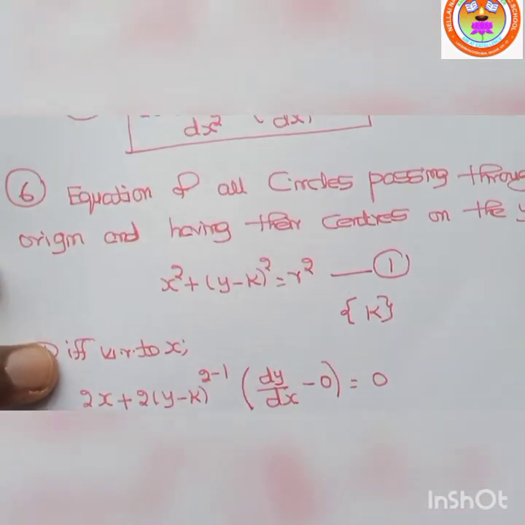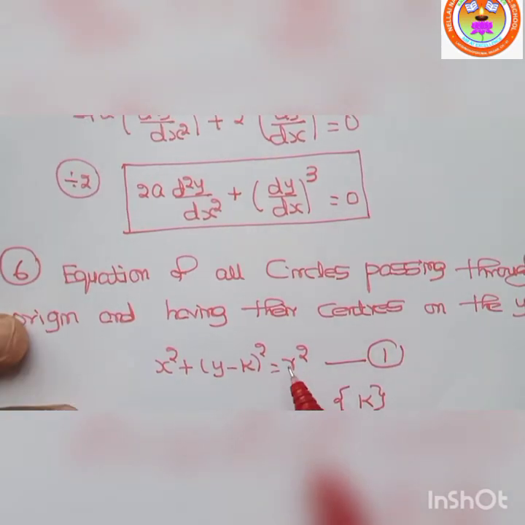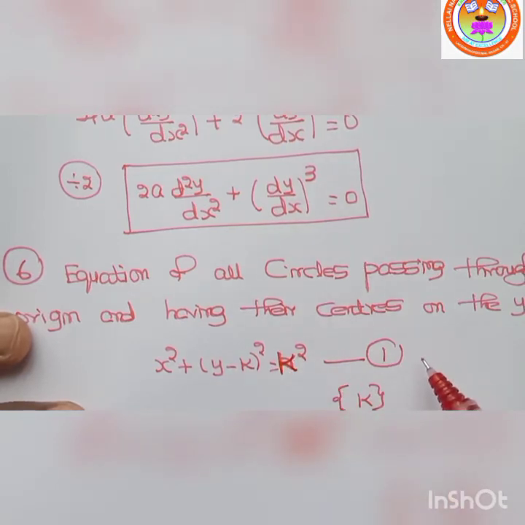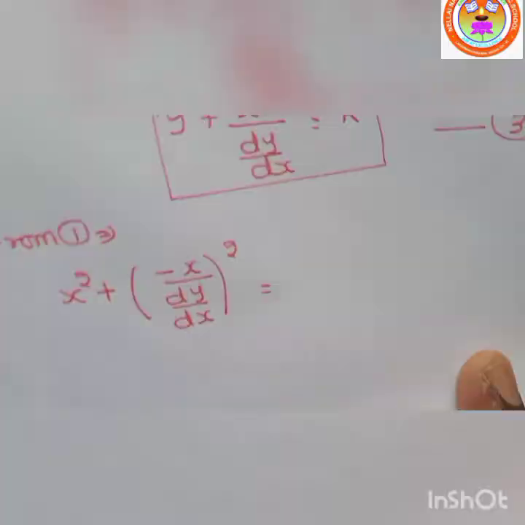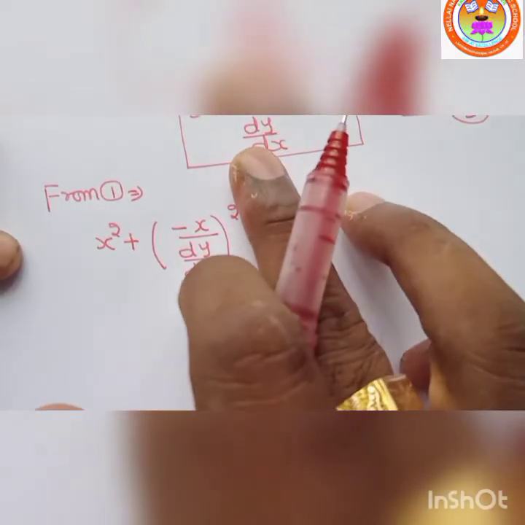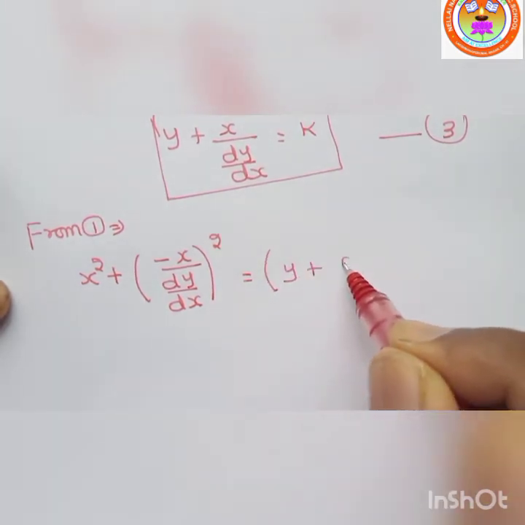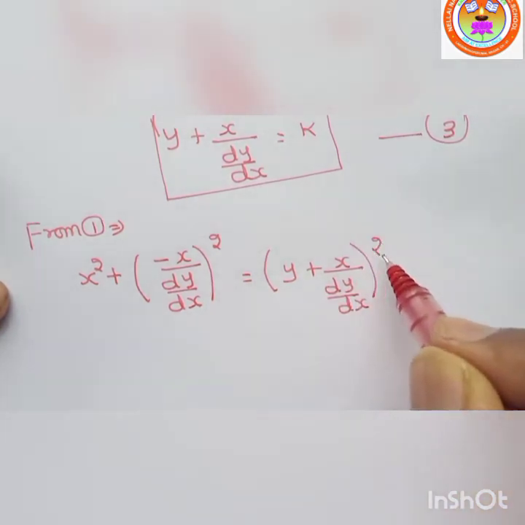Here we already took the radius as k, since the radius is taken as k. So k square, where k is y plus x by dy by dx, the whole square.